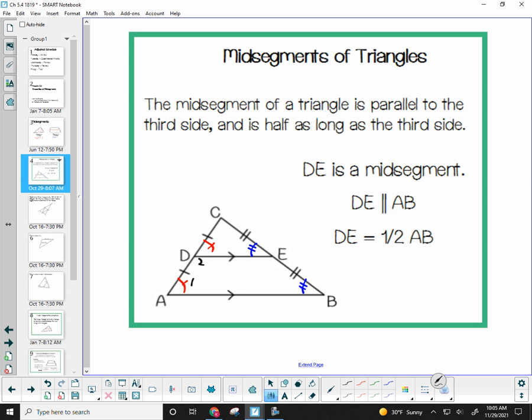The other property that happens with mid-segments is that the mid-segment is half the length of the third side. So if AB is x, DE here is going to be half of an x. Or if you want to reverse it, you can say x to 2x. It doesn't really matter. So the mid-segment is half the length of the third side. All right, so we have parallel lines, and we have a relationship between the mid-segment and the third side, being that the side is twice the length of the mid-segment. Good?